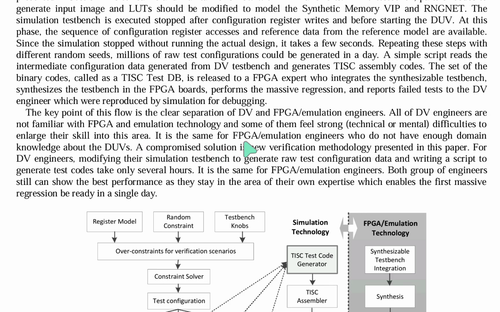A contrasting solution is the new verification methodology presented in this paper. For DV engineers, modifying the simulation testbench to generate true test configuration data and writing a script to generate test code takes only several hours. The same is true for FPGA emulation engineers. So both groups of engineers can show their best performance as they stay in the area of their own expertise, which enables the first massive regression to be ready in a single day.